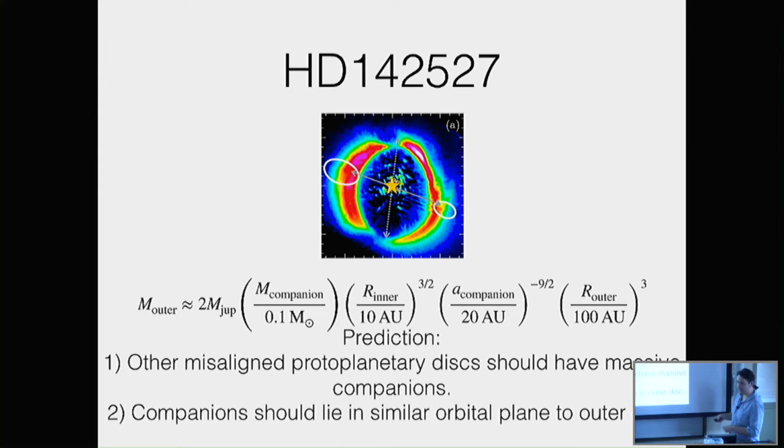So there are other misaligned protoplanetary disks which we don't know have a companion in them. So the prediction would be that these do have quite massive companions, not planetary mass companions, but brown dwarf or stellar mass companions. And the companion should always lie in the same orbital plane as the outer disk.